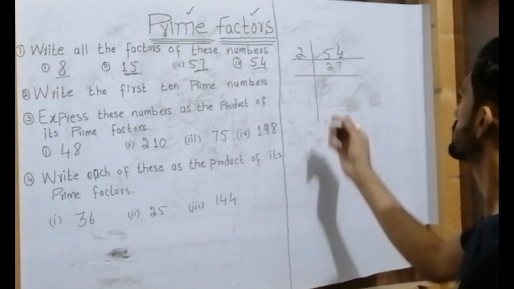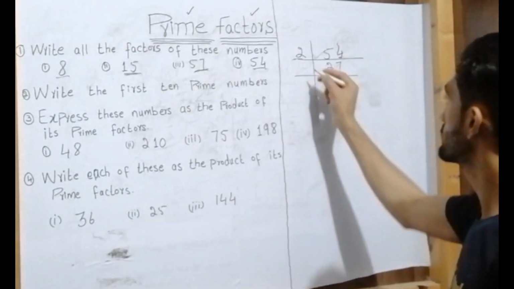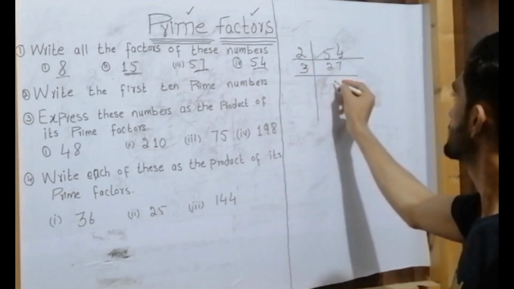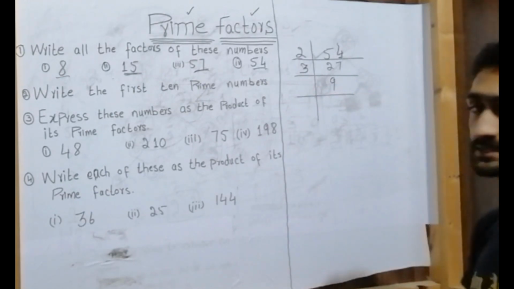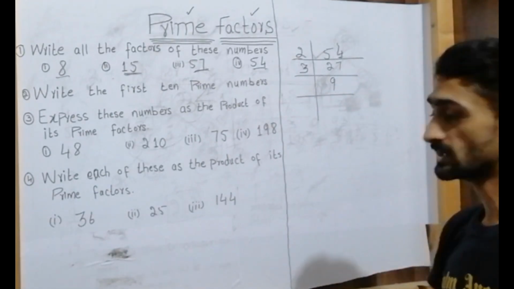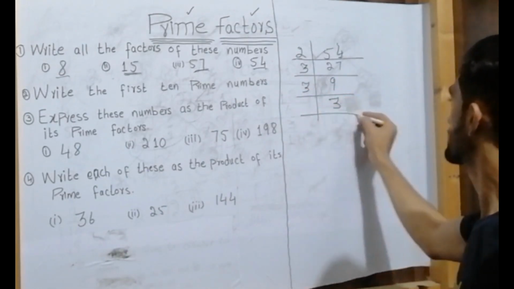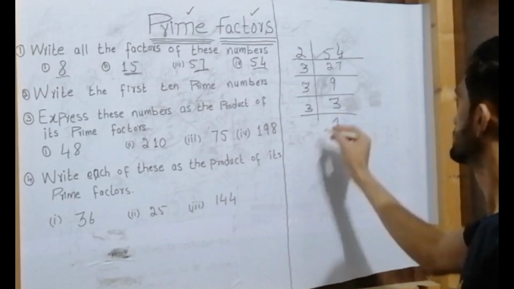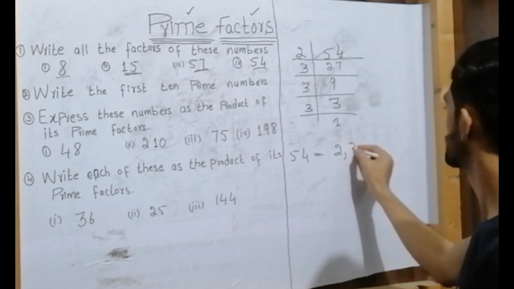Got it? If I look over it, it can be divided by 3. So I will check 3. 3 9s are 27. Now if I examine it again, it can again be divided by 3. So 3 3s are 9. And again 3 1s are 3. So the prime factors of 54 are 2 and 3.